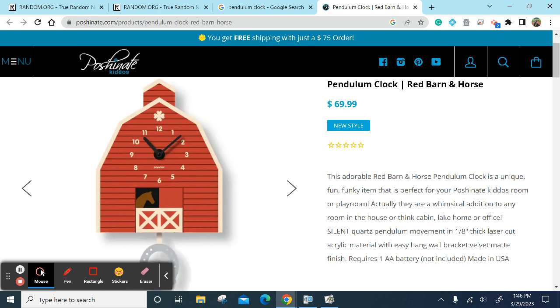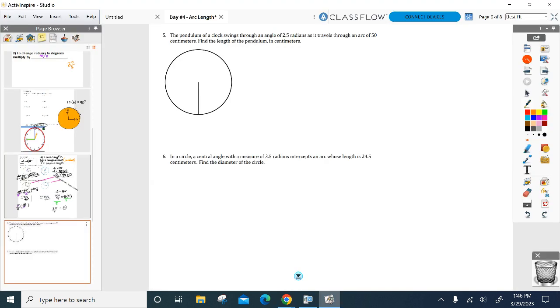But pendulum. We're all good now? Moving back and forth? All right, good. And you're welcome for the beautiful diagram of the pendulum. As it swings, it's going to make an angle of 2.5 radians. However big you want to make it, the pendulum starts here, swings back and forth, and makes an angle of 2.5 radians right there. And it travels along an arc of 50 centimeters. So that's going to be my arc length, 50 centimeters.